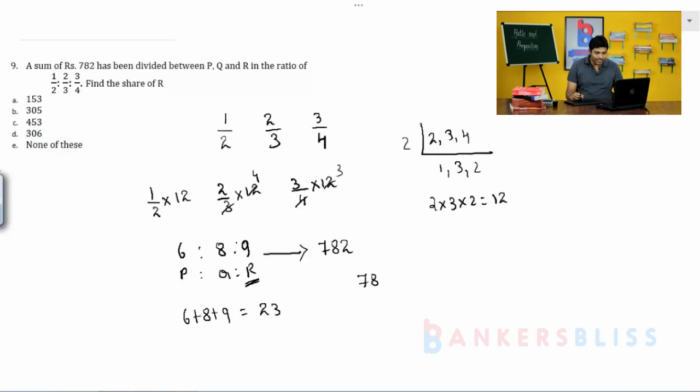So you divide 782 by 23 and what value do you want? You want the R value, means into 9. So 23 how many times? 23 3s are 69. So 9 is the remainder, 92. 23 4 times. So which is equal to 34 into 9. So 9 4s are 36. 3 carry over, 9 3s are 27 plus 3 is 30. So the answer is 306. So option D is the right answer.